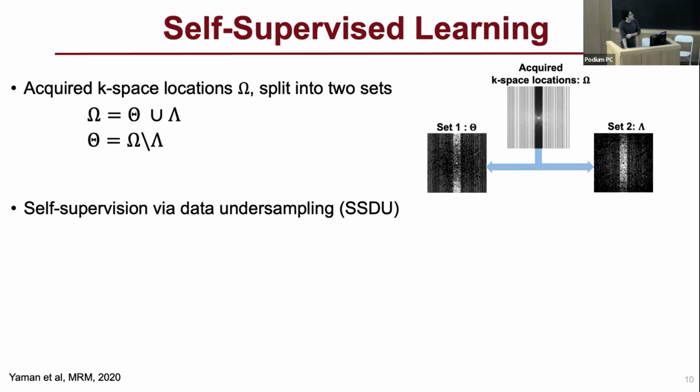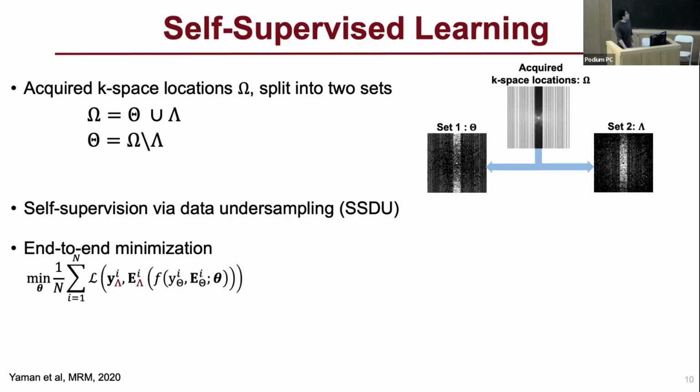This approach is known as SSDU, which stands for self-supervision via data undersampling, and we can actually check our loss function. It differs from supervised learning in that we define the loss on the unseen measurements, which is our second set lambda.